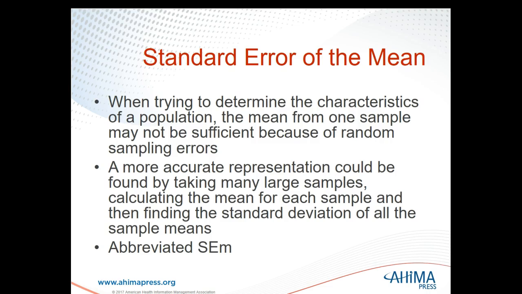Once we're on page 310, the standard error of the mean and confidence intervals, the first paragraph mentions determining the characteristics of a population by taking many large samples, calculating the mean or average for each sample, and then finding the standard deviation of all the sample means. It's called the standard error of the mean, abbreviated capital S, capital E with a small m. It comes from the standard deviation of many sample means.